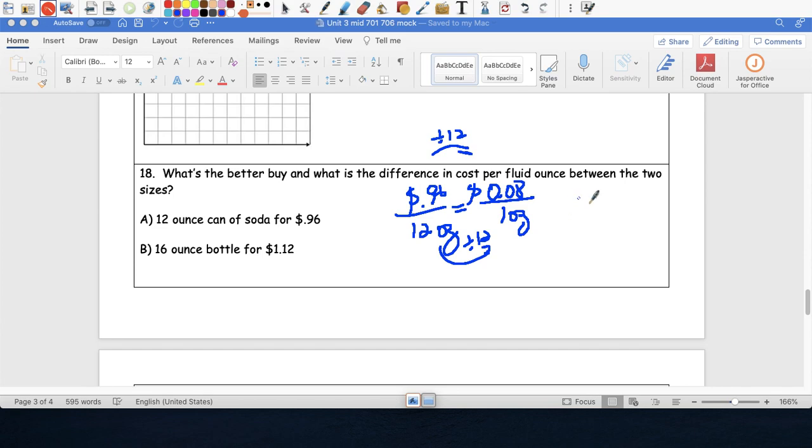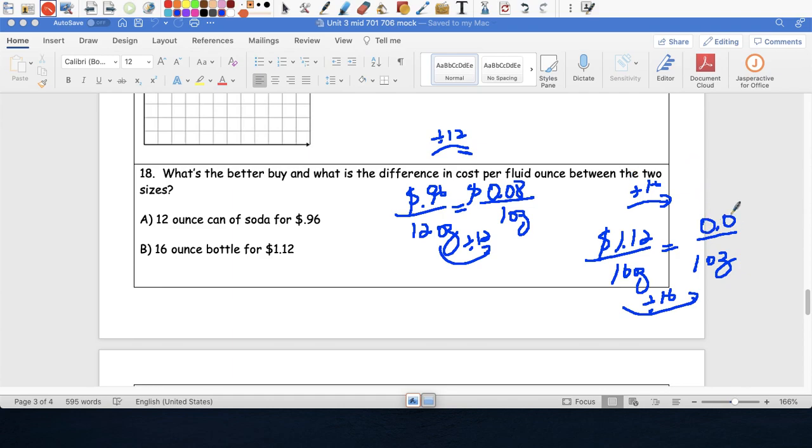The second one is $1.12, and we get 16 ounces. You want to change that to 1 ounce. You could cross multiply, or just find that relationship, which is divide by 16, right? We're going to divide the top by 16. 1.12 divided by 16 equals 7 cents. So this is the better deal.